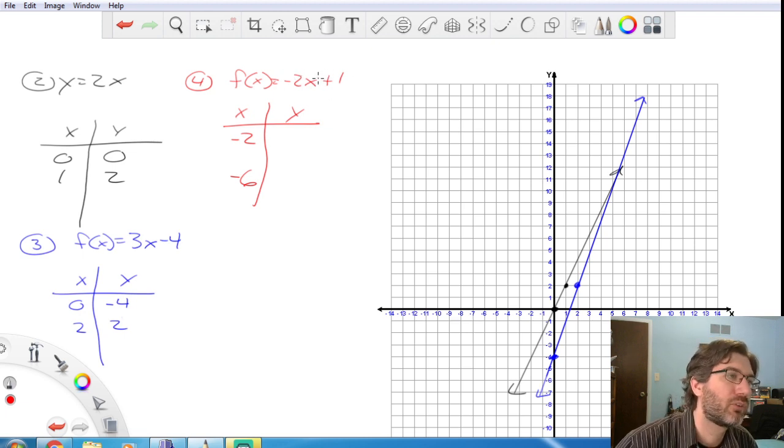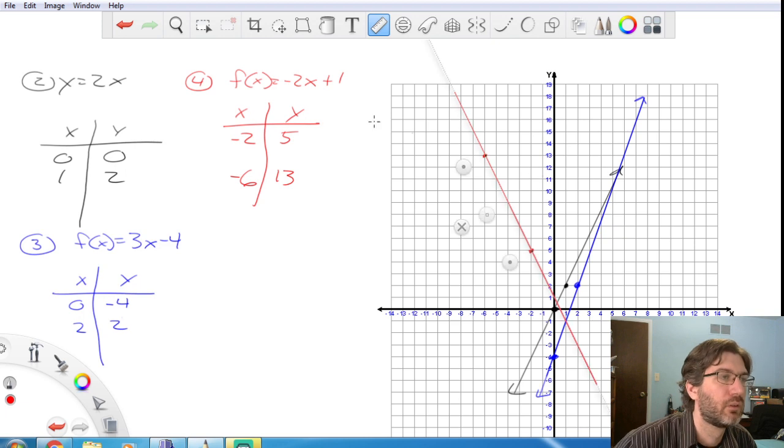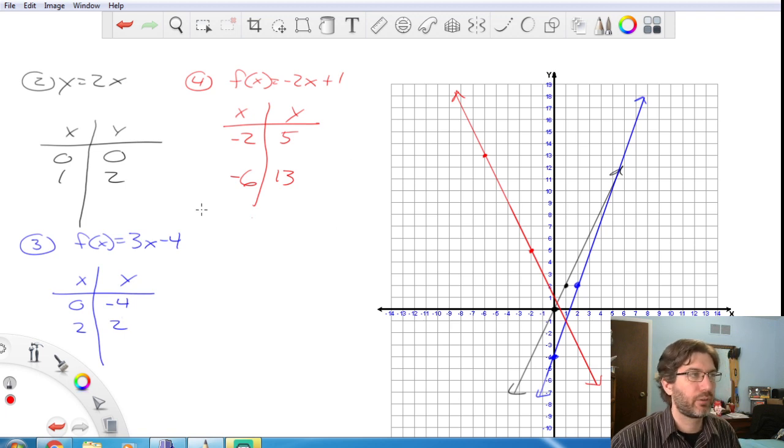So -2 times -2 gives me +4, plus 1 gives me 5. So -2 and 5 is right here. And -6 times -2 is 12, plus 1 is 13. So then -6 and 13 is up here. And you'll note that this one here goes in the opposite slope direction. We have negative slope here. But this here is our line. Like that. So those are 2, 3, and 4.